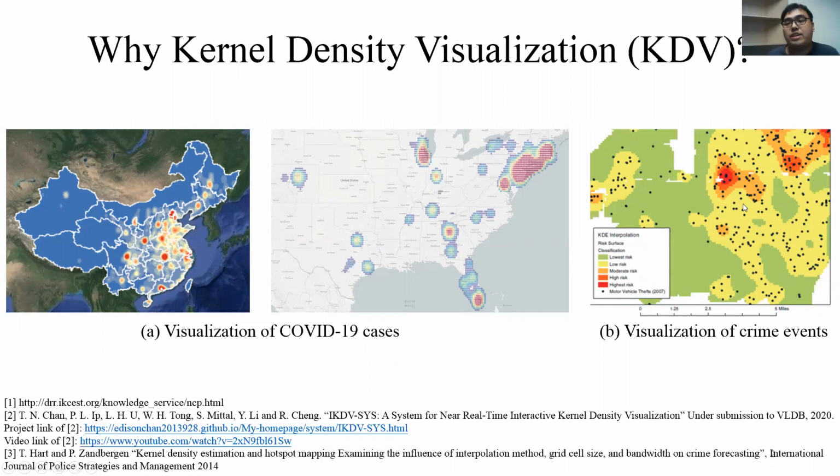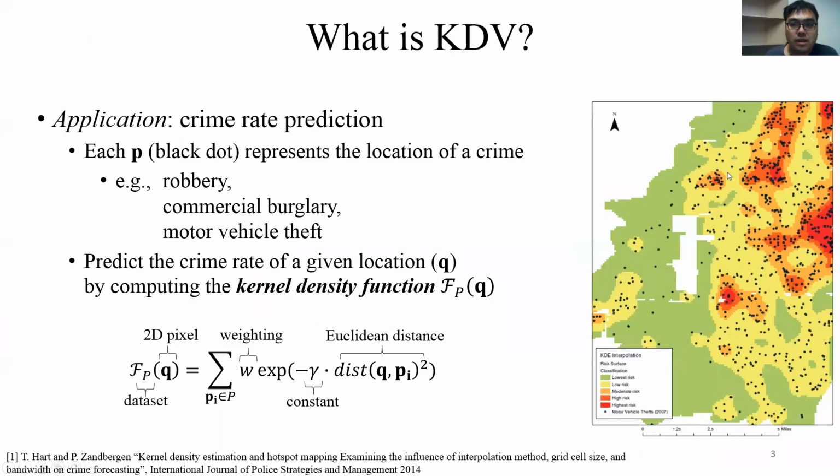And the second application is to utilize kernel density visualization to visualize crime events. The red color indicates that there are many crime events in this region. After I talk about two different applications, I would like to mention what kernel density visualization is.